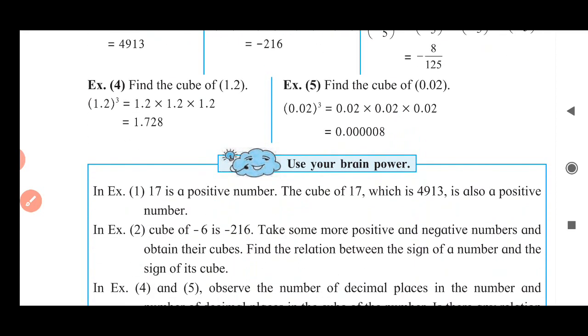Here the answer: 1.2 raised to 3 means 1.2 multiplied by 1.2 multiplied by 1.2. The answer is 1.728.